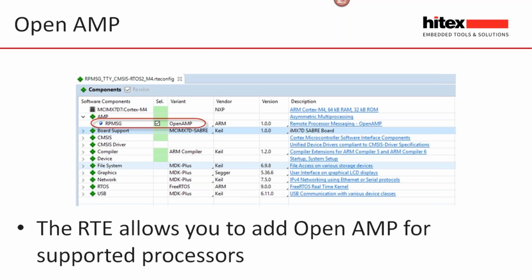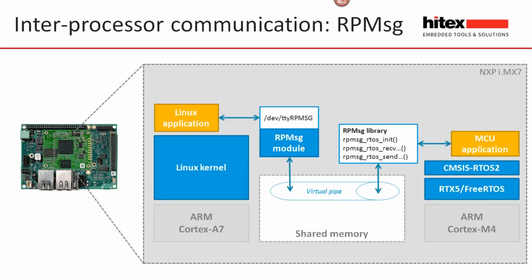OpenAMP is now, I think, part of the CMSIS standards, or has been incorporated into the CMSIS standards, and it's part of the software pack for the supported processors. So once you've installed the pack, adding it to your application is really a matter of selecting it within the runtime environment. Here we can tick a box, and then it's simply added to our project. So now it's built as part of the Linux operating system, and we also have the standard library that's been added to our Cortex-M application.